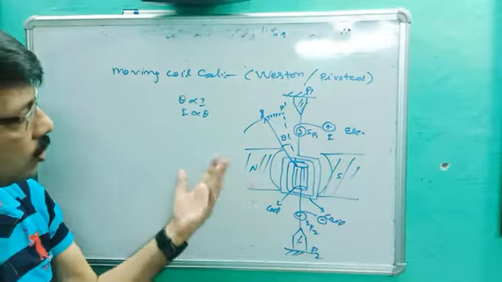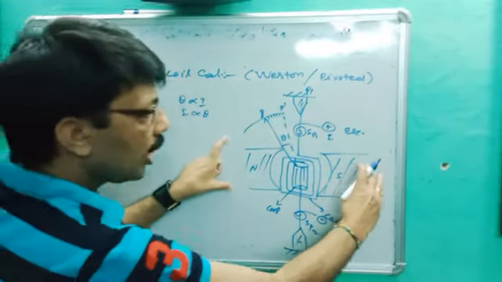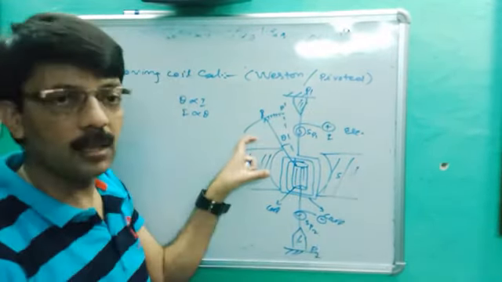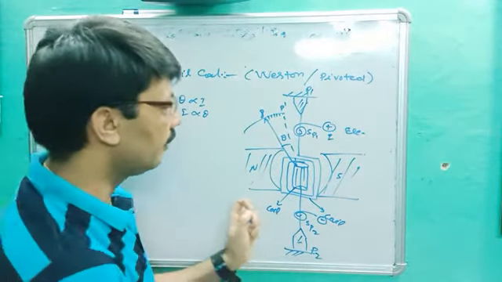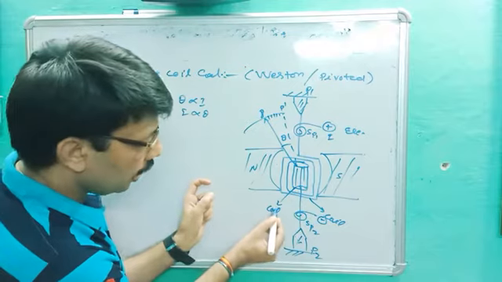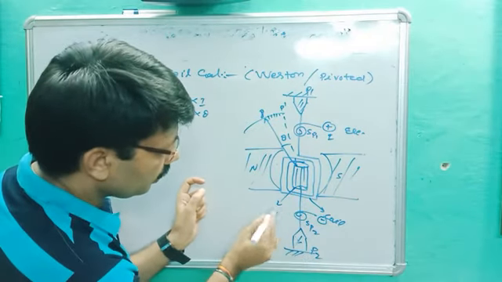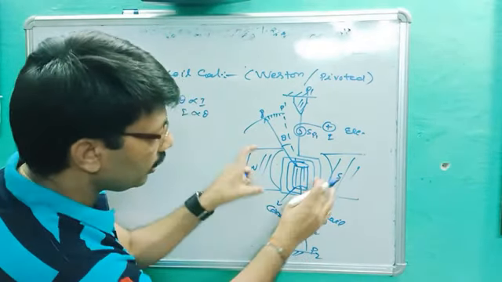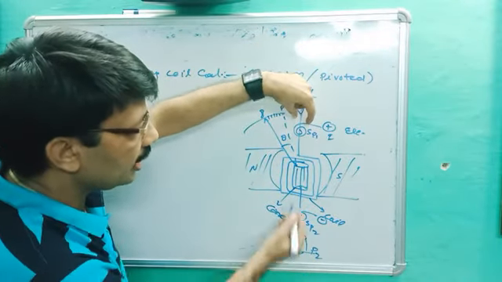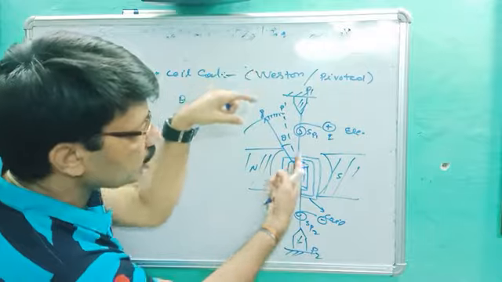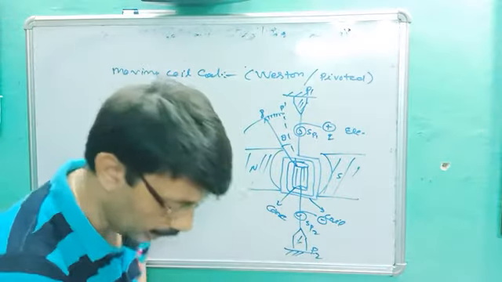So once again, what is the principle? This is the horseshoe magnet. It is a concave magnet. Why is it concave? Because it provides the radial and uniform magnetic field. Between them a core and a coil are freely suspended between two pivots, P1 and P2. Two springs are there, SP1 and SP2. When it rotates, the springs get twisted.